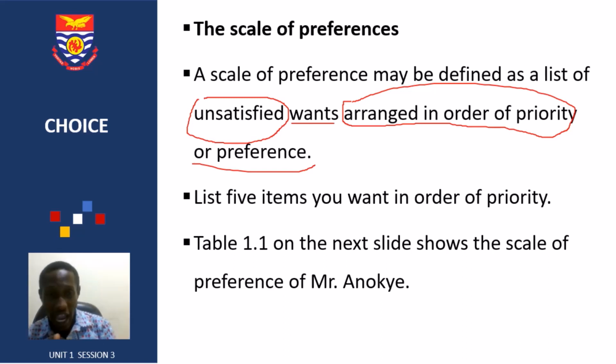Anyway, kindly take time to write five items that you want in order. What are the things you want right now? When I say that you should list five things, what are the things you're going to list? Maybe you need a car, you need a house, just write anything down. And make sure you write them in order of priority. Right? Okay.